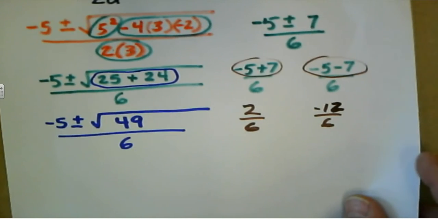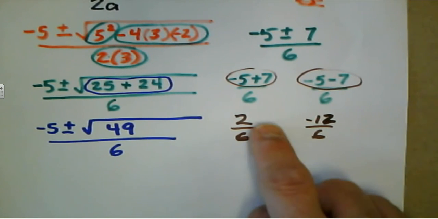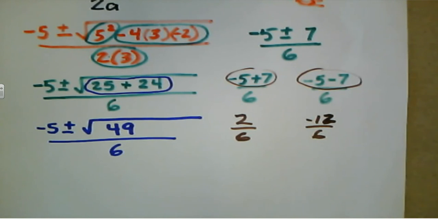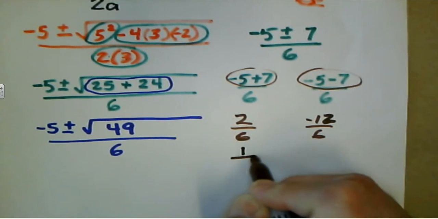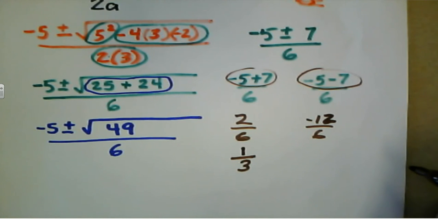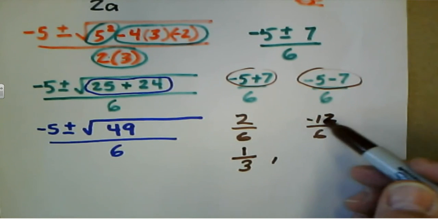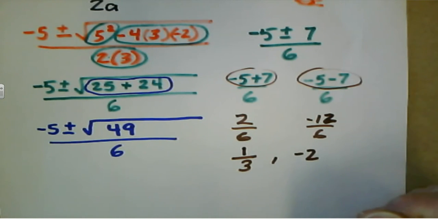So are we done there then? Can we reduce these? Put them in your calculator. Put the 2, the fraction button, 6, and it equals. What's that come out to be? One over 3. Correct. -12 over 6 is -2.